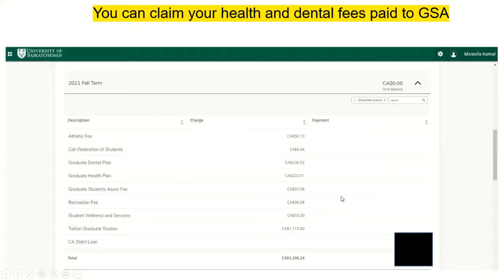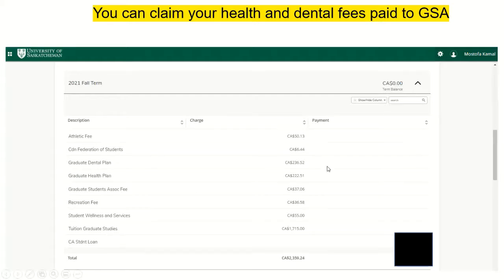And since we pay our health, dental, and transit fees, like we pay transit fees in both fall and winter, but we normally pay our health and dental fees only in the fall. So under the fall term tuition breakdown, you can get all that information. For me, in the dental fees, I think nearly all graduate students paid $236 as dental fees, and then $222 as health fees. And then the graduate student association fees, this is 37, and this is also considered as a union fee because we are part of the graduate student association. Definitely we can claim this amount in our tax file.